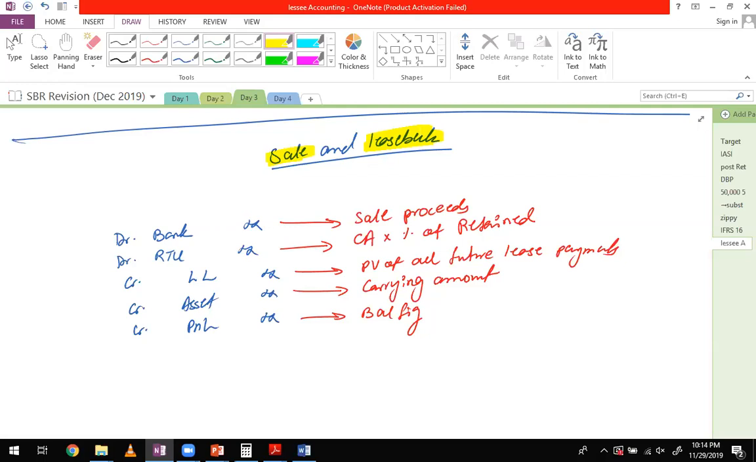Now the calculation for that is quite simple. The percentage retained is the present value of lease payments, whatever amount we are paying, the present value of that, divided by the fair value of the asset. Present value of the lease payments divided by the fair value of the asset is simply the value that we have retained. Because this is the percentage that we are paying out of the fair value. So whatever percentage we are paying should belong to us. So that's how we calculate the percentage of the asset that we have retained.